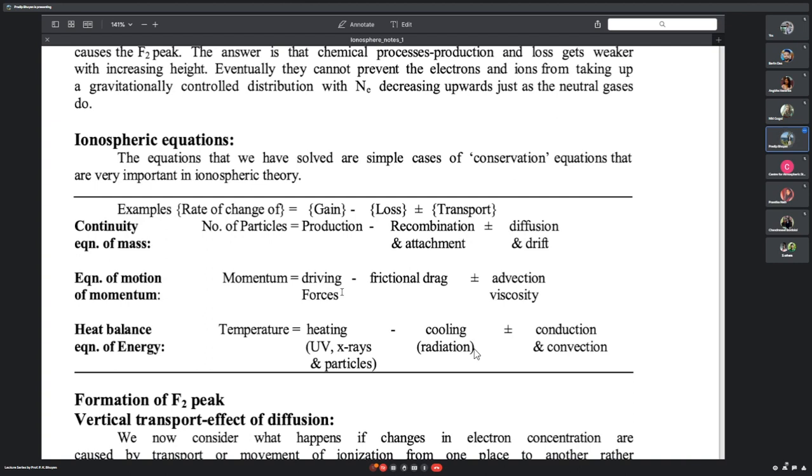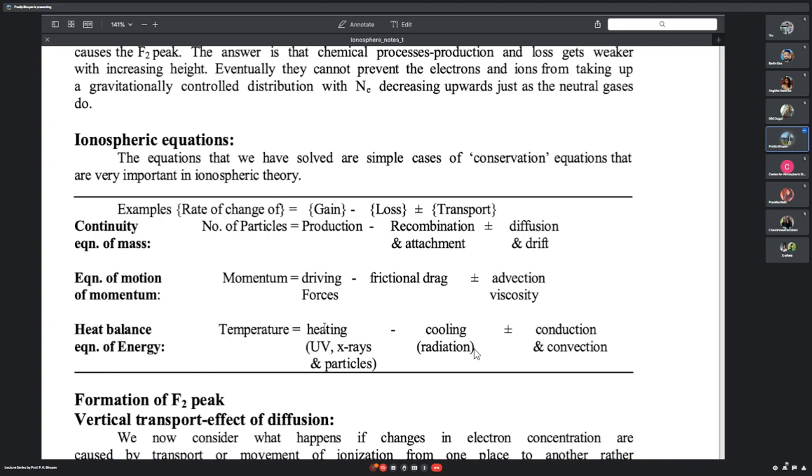So driving force plus drag plus advection and viscosity. Viscosity will be there, that this whole plasma can be viscous. So you have this plus minus viscosity also. Similarly, because it is a plasma, these charged particles are produced because of the energy absorbed by the atoms and molecules from the solar radiations. So you are heating the environment, or the gas molecules which absorb this will become heated, transfer the heat to the electrons as well as the ions. So the heat balance in the whole atmosphere will also differ.